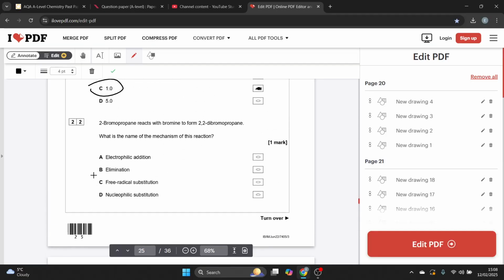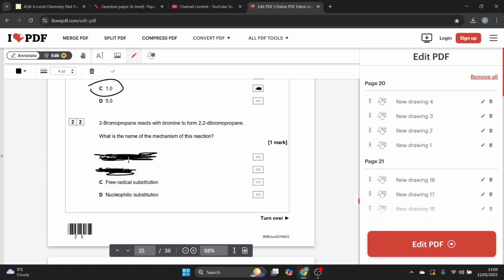Question 22. 2-bromopropane reacts with bromine to form 2,2-dibromopropane. What is the name of the mechanism of this reaction? Elimination, no, because I'd form an alkene. Electrophilic addition, no. It looks like it, but electrophilic addition is with alkenes, like bromine and so on, to form your colorless dibromoalkane.